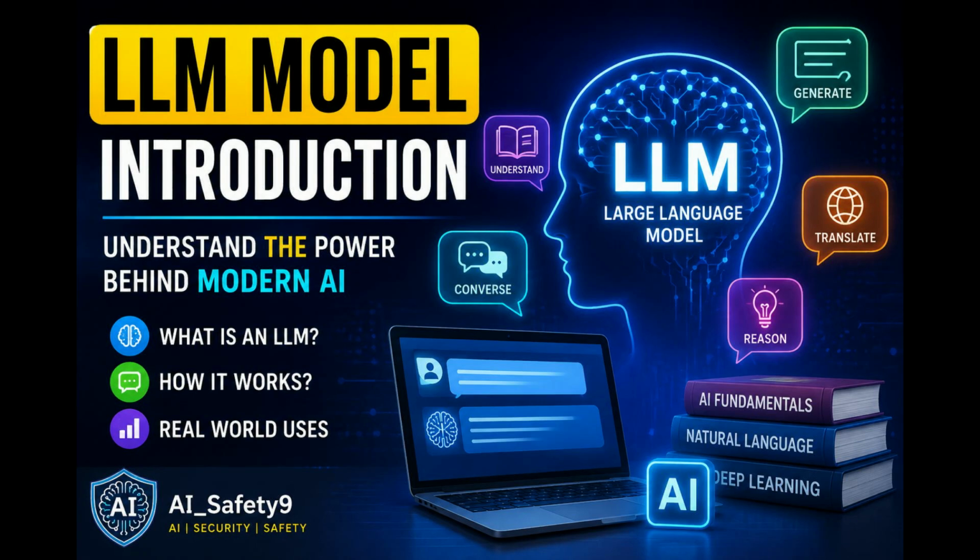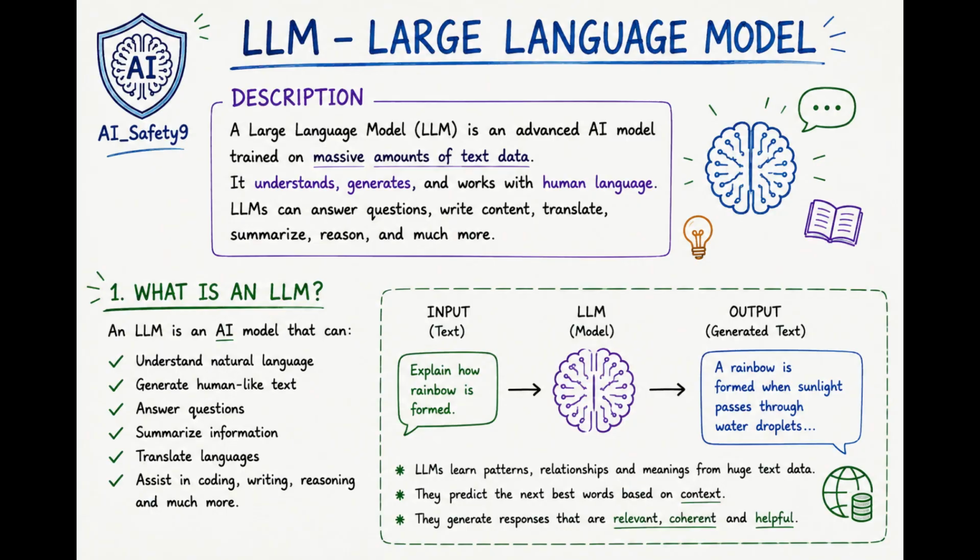So what exactly is a large language model, or LLM? Think of an LLM as the brain behind today's most advanced AI systems, such as ChatGPT, Google Gemini, Claude, and Qwen. These models are trained on massive collections of text from books, articles, websites, research papers, and many other publicly available sources. During training, they learn patterns in language, grammar, facts, and relationships between words, enabling them to understand and generate human-like text.